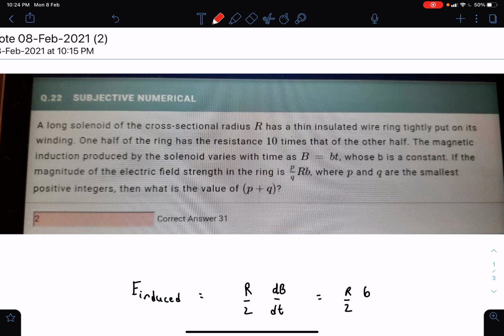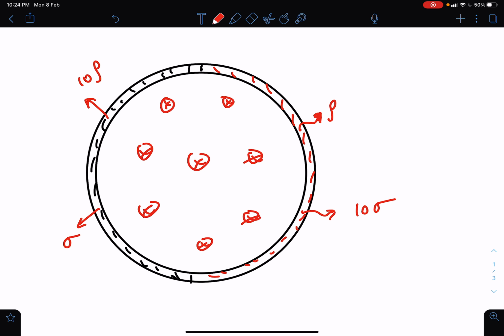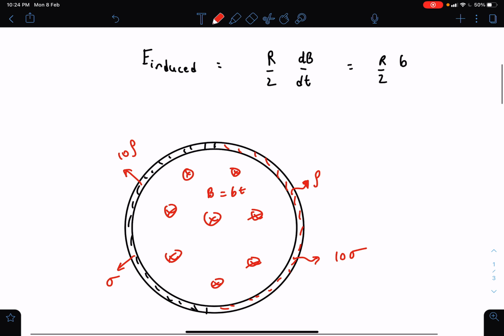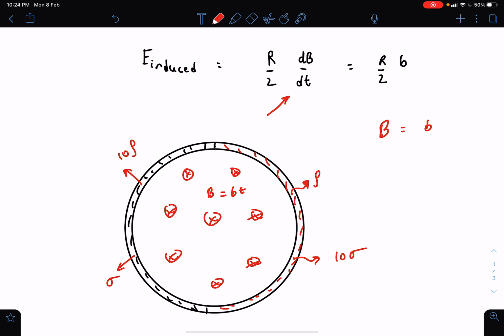In fact, we know that inside this ring there is a magnetic field. Let's say this is the magnetic field of a solenoid, and it is increasing with time, equal to some bt. Because this magnetic field increases with time inside the solenoid, there will be an induced electric field. E induced, you may remember the formula, is R by 2 into dB by dt. Since B is given as a constant small b into t, dB by dt is just b. So E induced is R by 2 into b.